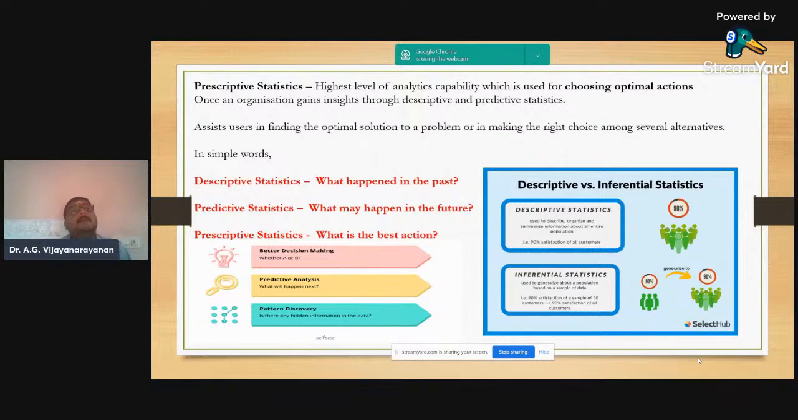The third one is prescriptive statistics. This word is mostly used in medical sciences, right? Prescription. A doctor examines us, identifies what the problem is, and prescribes medicines according to the disease. Similarly, prescriptive statistics is that part of statistics which will identify what the problem is, and it will prescribe what the solution is for the existing problem. So that is prescriptive statistics. This is the higher order level which you can learn.